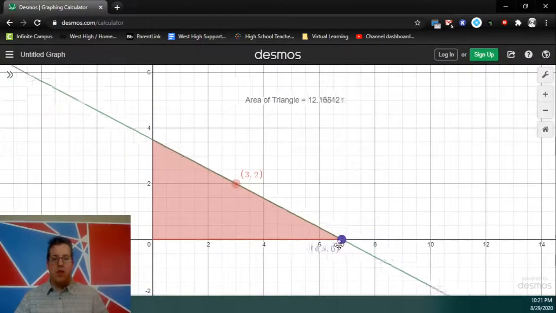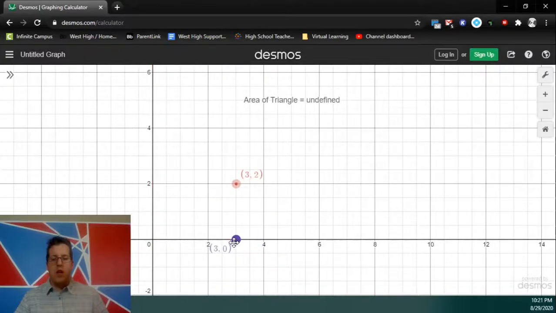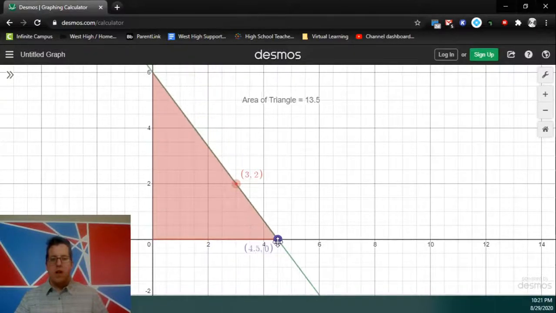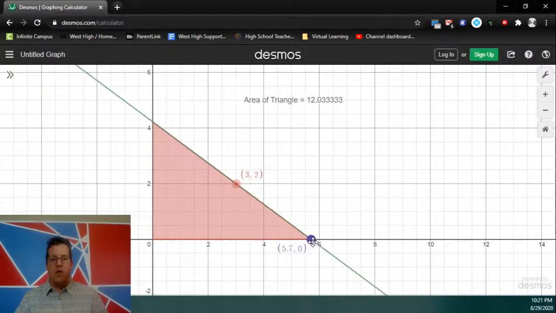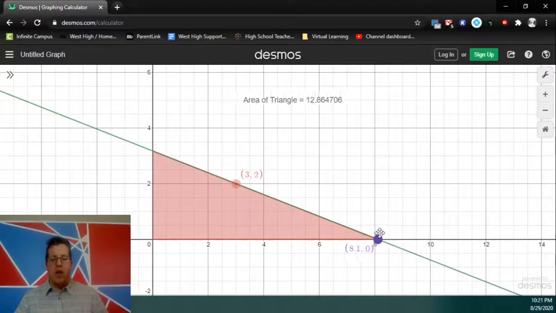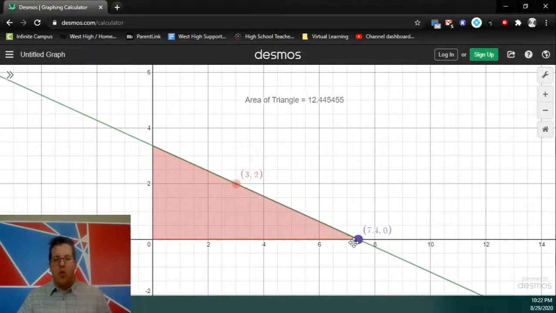Now, one thing to note, if I put my x coordinate here, I have not made a triangle. So you can see that it gets smaller and smaller and smaller. But then, after a while, the area does start getting bigger again. So you're trying to figure out a formula for that area. So, a couple of things to note. The base of that triangle is whatever that x coordinate is.